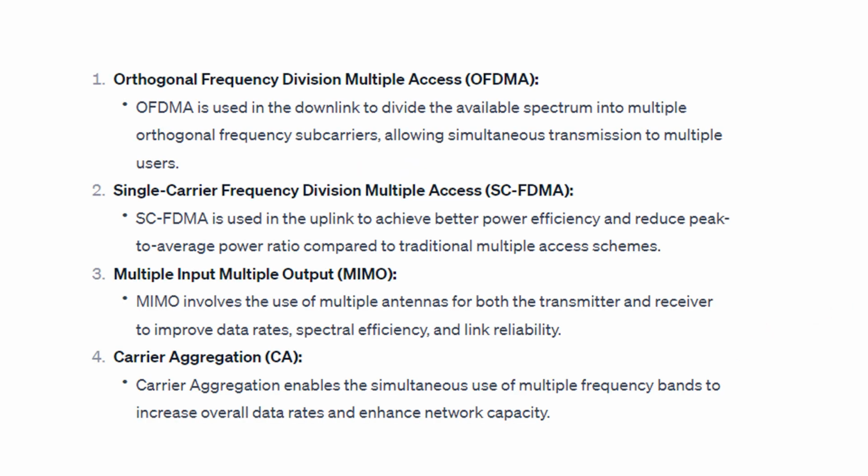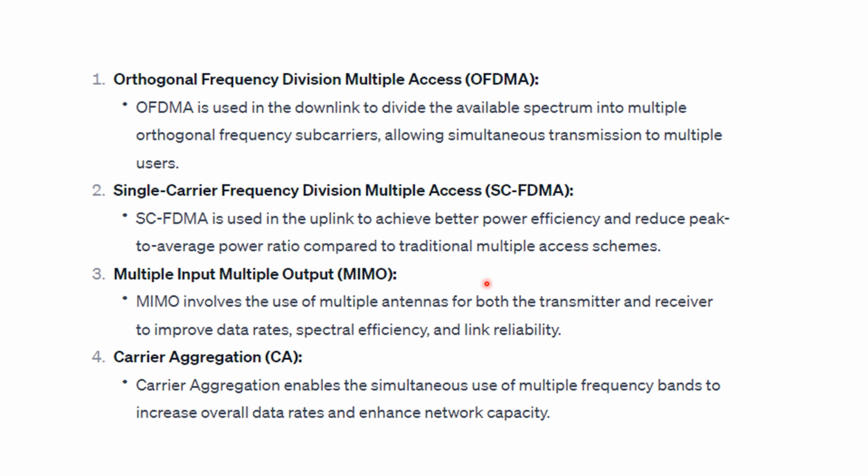So let us learn about what are the technologies used for LTE. So first technology used is OFDMA, which is orthogonal frequency division multiple access. It is used in the downlink to divide the available spectrum into multiple OFDM subcarriers, allowing simultaneous transmission to multiple users. And single carrier frequency division multiple access is used in the uplink to achieve better power efficiency and reduce peak to average power ratio compared to traditional multiple access schemes.